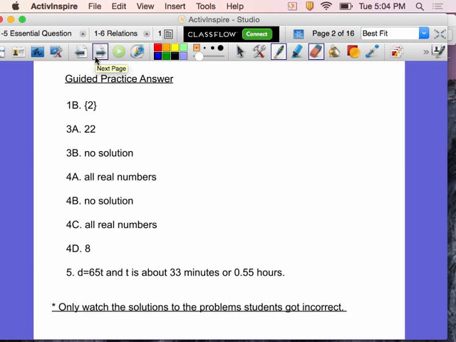All right, so these are the guided practice answer key. So quickly correct your guided practice problems, and then you only need to watch the solutions to the problems that you got incorrect. So you should skip to whichever ones you need to watch and not do them all, otherwise you won't have a lot of time for your homework.